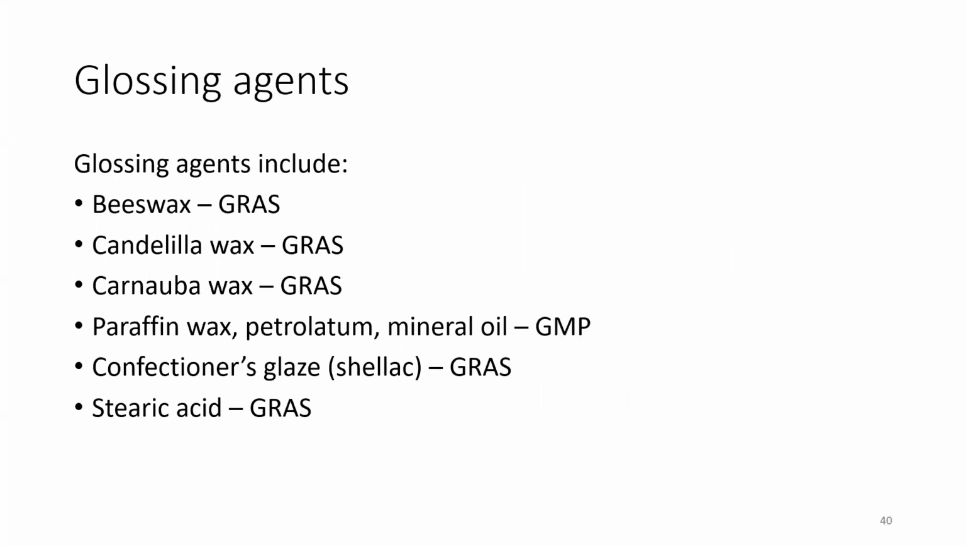And then last, we have glossing agents. These are just coatings that we can put on things to make them shiny. They come from all sorts of sources, from beeswax to insect secretions, all sorts of things that are used just to make these compounds shiny on the outside, mostly candies.